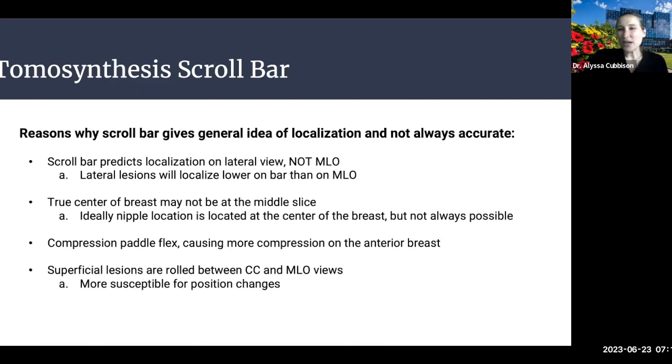This is a little esoteric, but I included it just because I mentioned it's not perfect. There are some reasons as to why localization with that scroll bar on the tomo isn't perfect. Basically, it assumes that the localization is based on the lateral view, and oftentimes our screening exams are utilizing MLO, or medial lateral oblique. The true center may not be at the middle slice. So this is very dependent on nipple positioning being perfectly in profile. It assumes that the nipple is perfectly in the center, which if you've read mammography, just based on some anatomy and other factors, it's not always exactly centered.